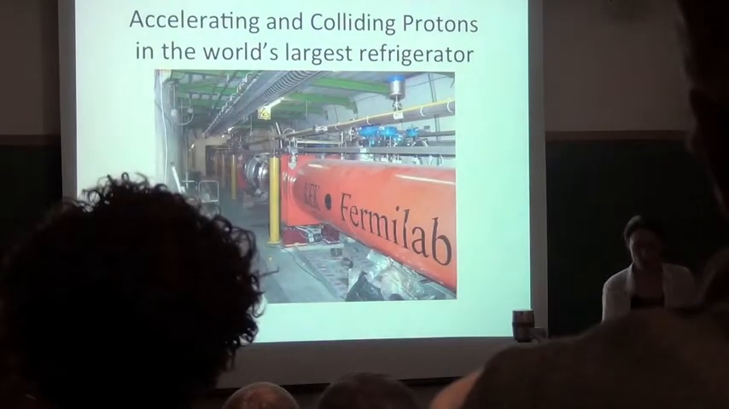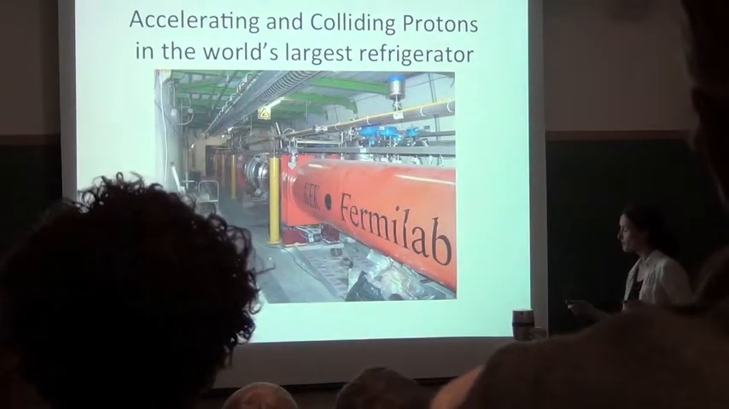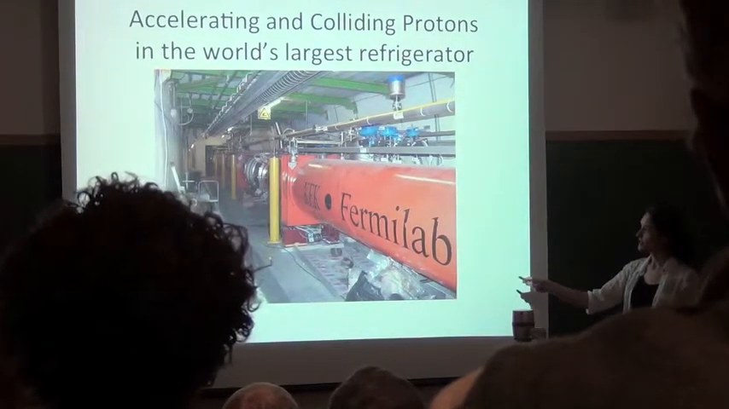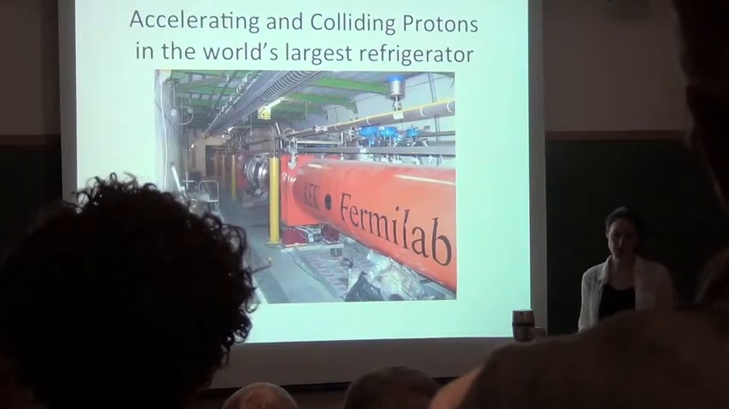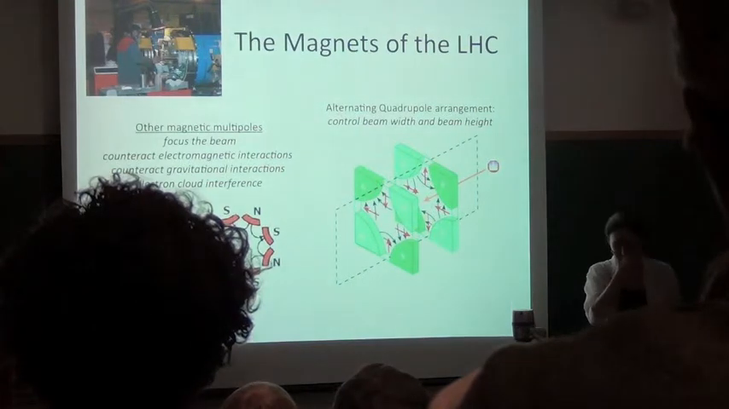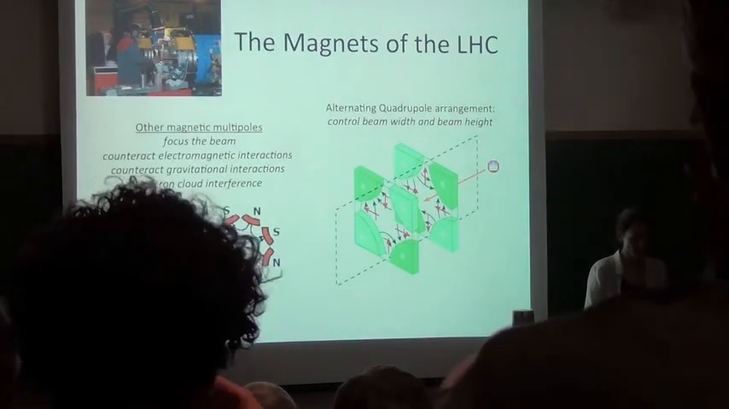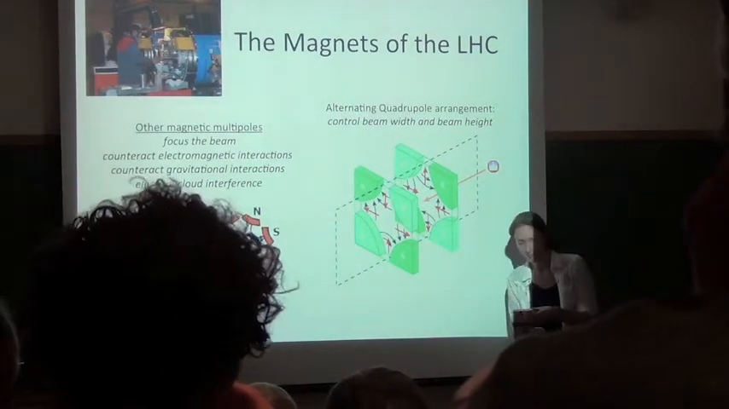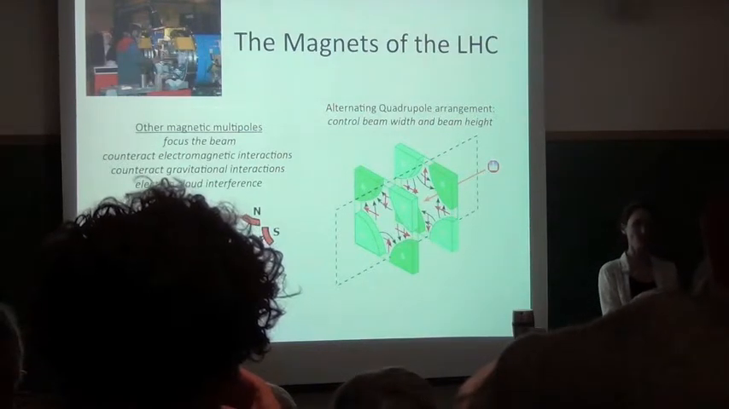I want to point out that a lot of the magnets were actually built at Fermilab, which is the only dedicated high-energy physics lab that we have left in the US. Magnets are incredibly complicated. And if you think about it, we inject protons into this machine. We want to collide protons, right?